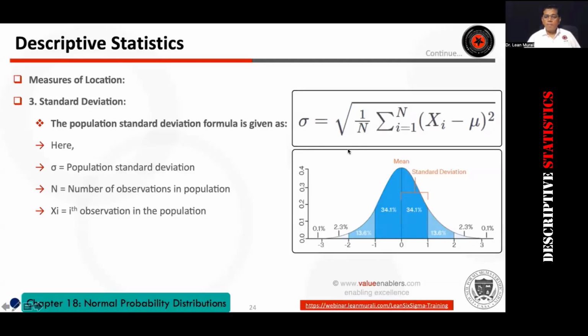There is something called population, and there is something called a sample. The population standard deviation is sigma and the population average is mu. Whereas if you take a sample, then the sample standard deviation will be S and the sample average will be X bar. So this is the formula and these are the representations of the formula, and this is self-explanatory.